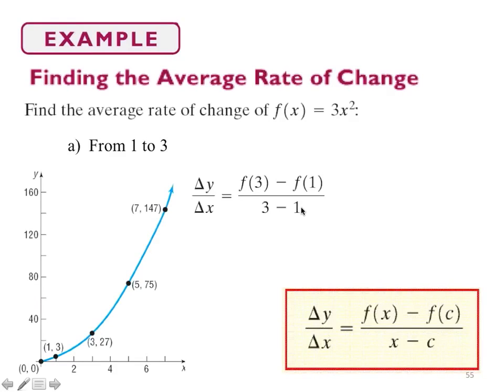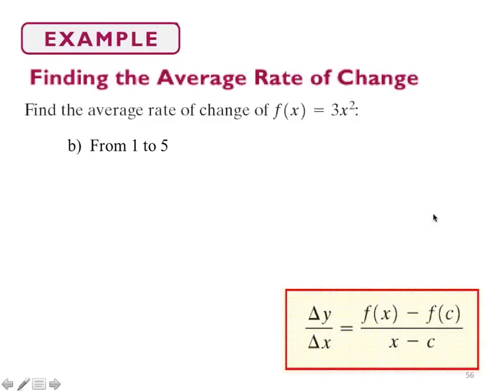Now the order that you subtract in does not actually matter as long as you're consistent. So we've picked 3 as our first point and 1 as our second point. So we do f of 3 minus f of 1 over 3 minus 1. And if we look at our graph here, we can see that f of 3 is going to be 27, f of 1 is going to be 3. So f of 3 is just 27 minus f of 1, which is just 3, divided by 3 minus 1. So we get 24 over 2, which is just 12.